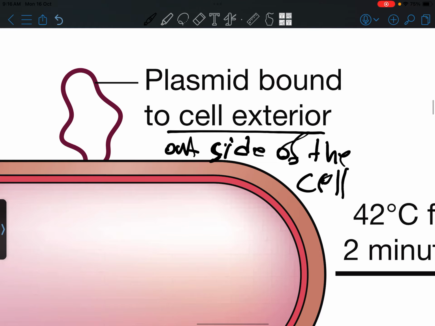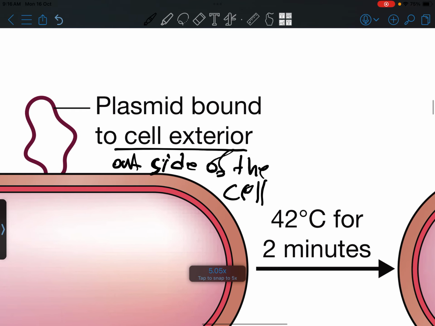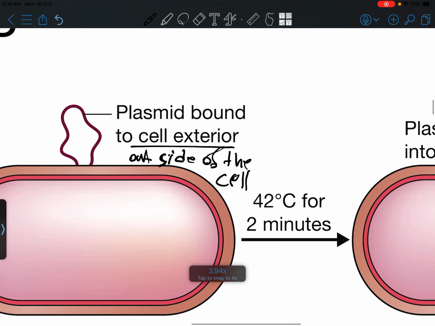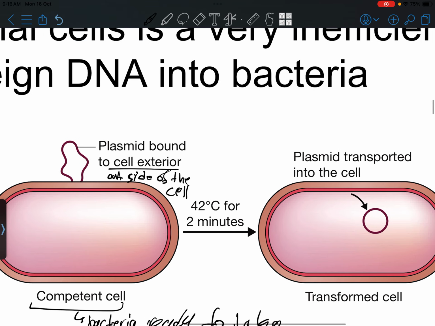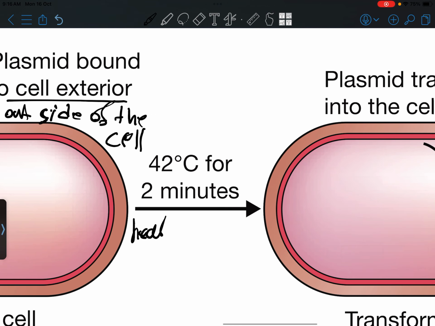To force the bacteria to take the plasmid, you have to subject the bacteria to a heat shock at 42 Celsius. So basically, you take your plasmid, you take this bacteria, you mix them together in one test tube, you give them 5 minutes, so all the plasmids will stick on the surface of the bacteria, and then you heat shock the bacteria. You increase the temperature to 42 for only a short period of time, 1 to 2 minutes, no longer than that.